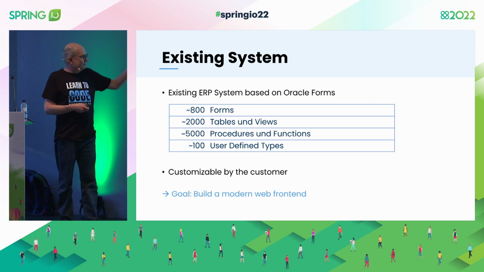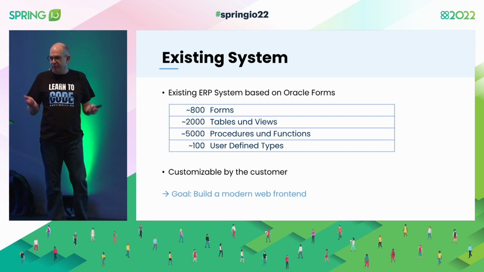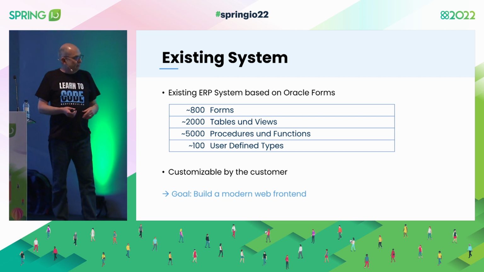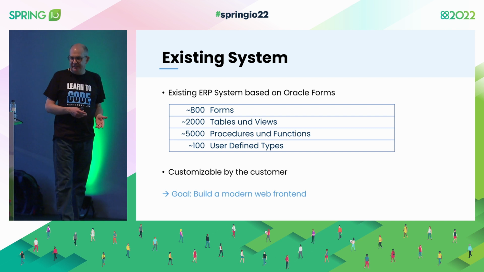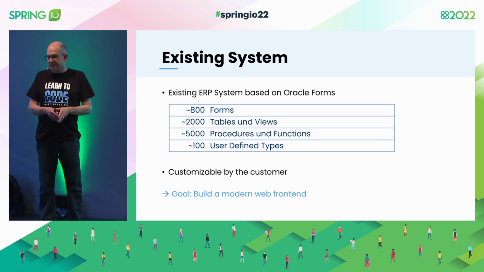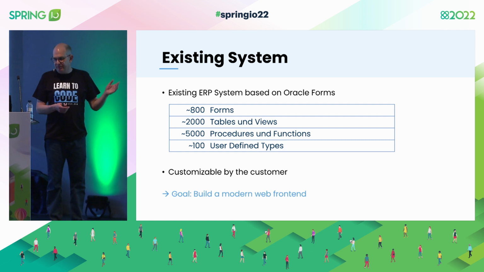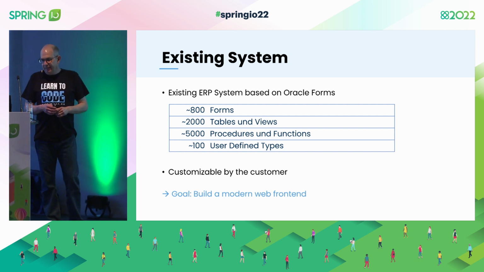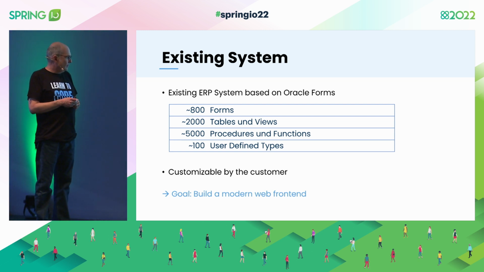And here we have some numbers. The application has 800 forms, and a form is like a screen where the user enters data. We have around 2,000 tables and views, and all the business logic is inside the database. So we have PL/SQL functions, packages, and procedures, and these number around 5,000. And then there are some user-defined types, but that's not really interesting.